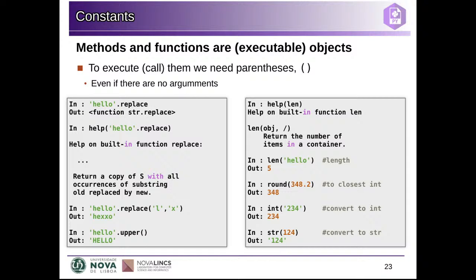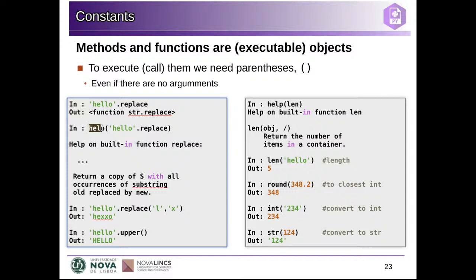So all these methods and functions are also objects, but they are special objects. They are executable objects. An executable object contains some kind of recipe to process data, and it is executed when you follow the name by parentheses. For example, if you call from the string hello the replace method without parentheses, Python will tell you that replace is a function. It's a function of string objects. So it's a method of string objects. Methods are functions that belong to objects.